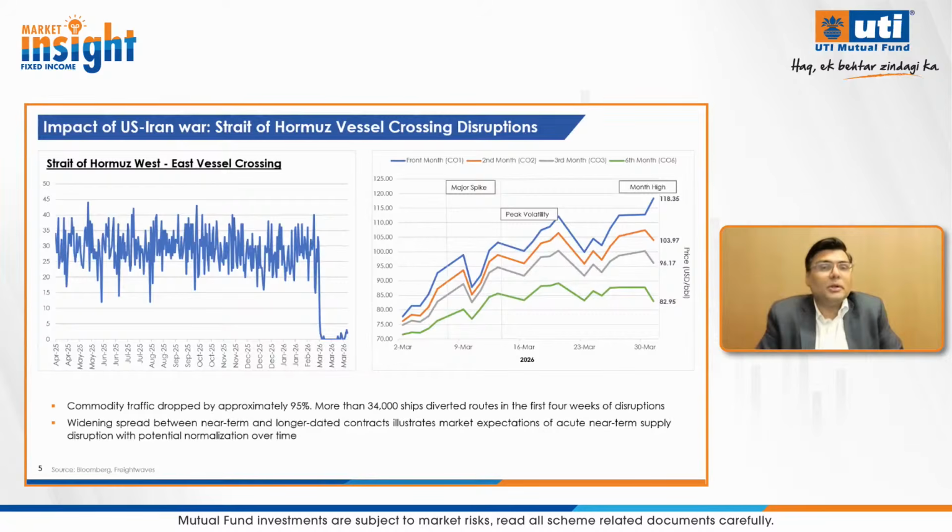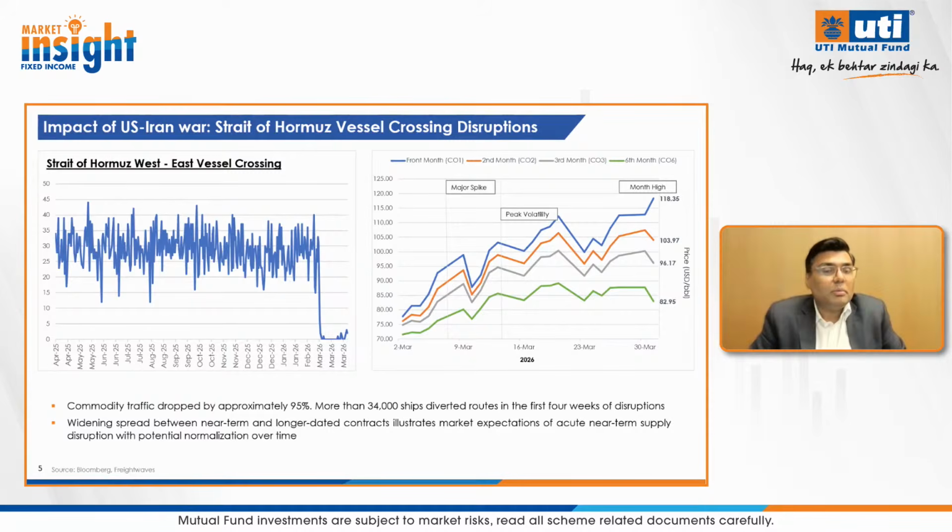So yes, we talked about how the US, Iran, and Israel conflict escalated, but what does it really mean for the world? If you look at the chart on the left-hand side, which is the Strait of Hormuz west to east vessel crossing, it basically shows how shipping is proceeding from that area to the rest of the world, primarily Asia. This chart denotes the number of ships crossing the Strait of Hormuz every day, and this data dates back to April 25. If you can see, typically on a day, there are 30 to 40 crossings of ships every day.